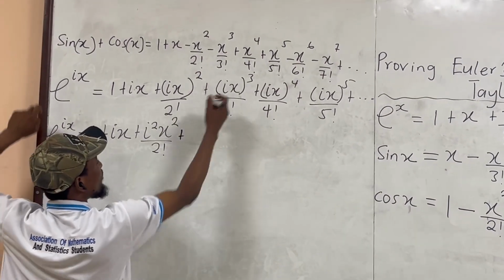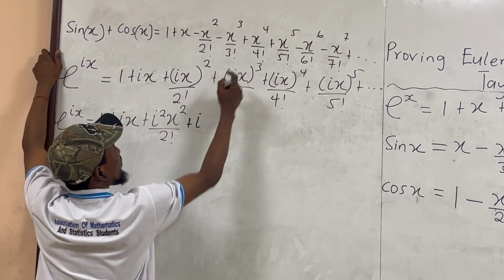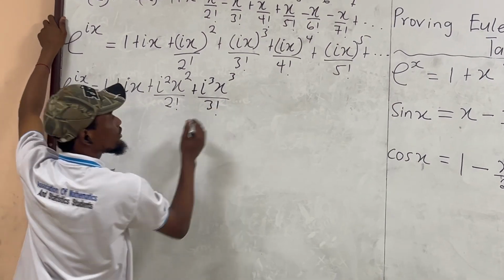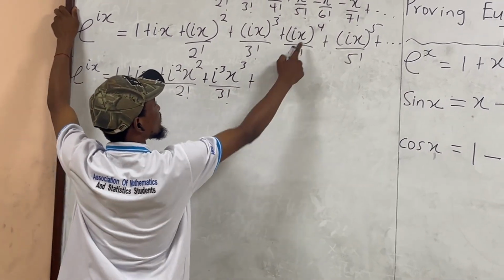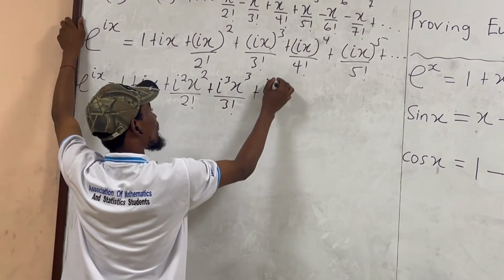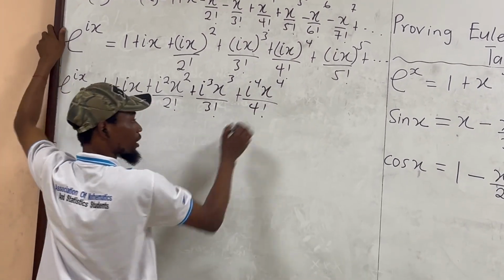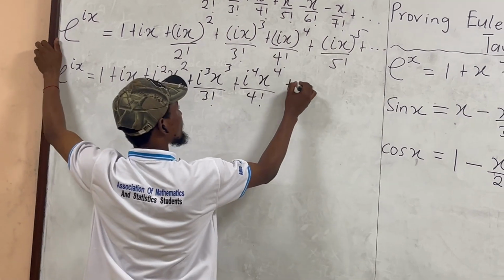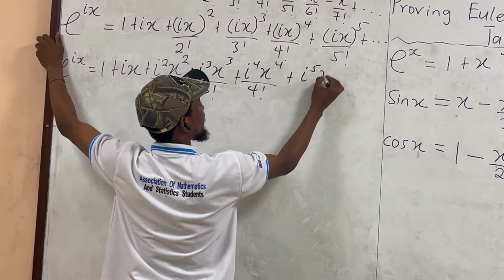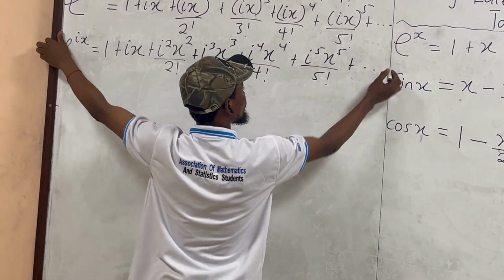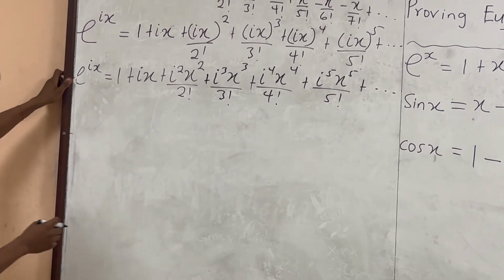Then plus, I have i to the power 3, then x to the power 3 over 3 factorial, plus i to the power 4, x to the power 4 over 4 factorial, then plus i to the power 5, then x to the power 5 over 5 factorial, then it continues in that regard.